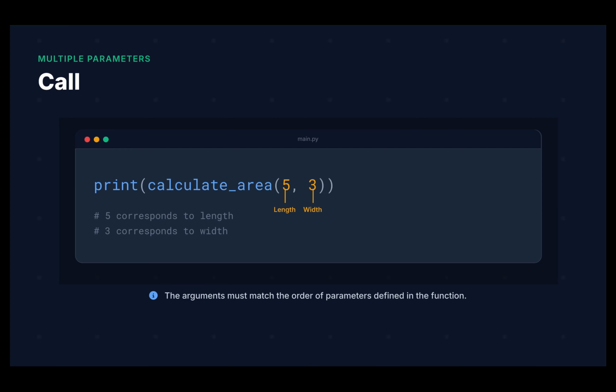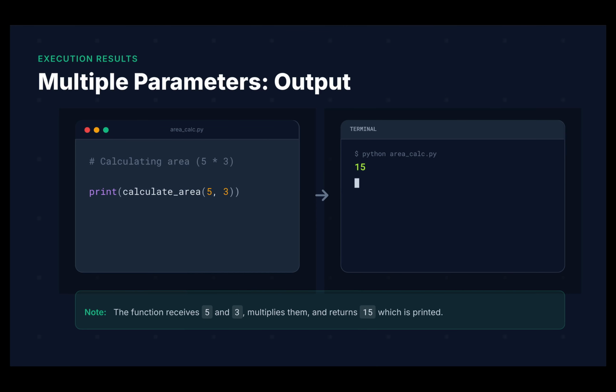Now we are passing the arguments here. So here there is this print and we are calling the function, and you're putting the values 5 and 3. So the order matters here. The first 5 will go to length and the second number is going to go for width. And if the order changes, the meaning may change too. The terminal output confirms that the function returns 15.